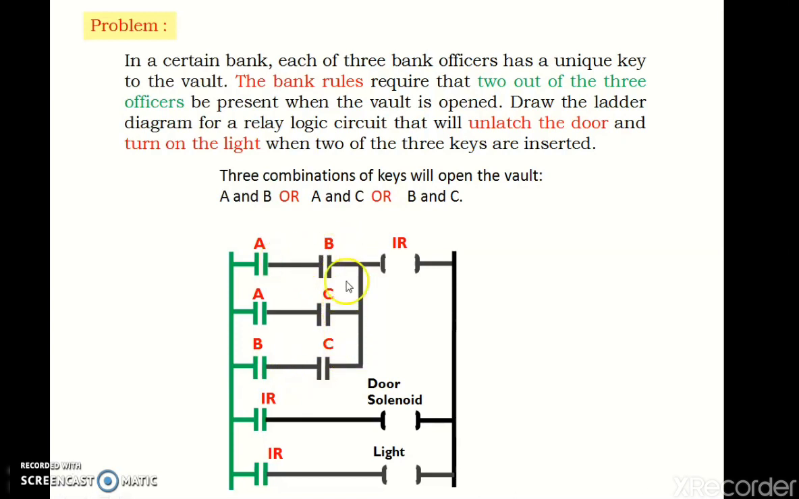If any one condition is true, then the internal relay will be on. This internal relay is nothing but an OR relay. Whenever it is energized, it will open the door and start the light. The same problem we will see with the help of animation.